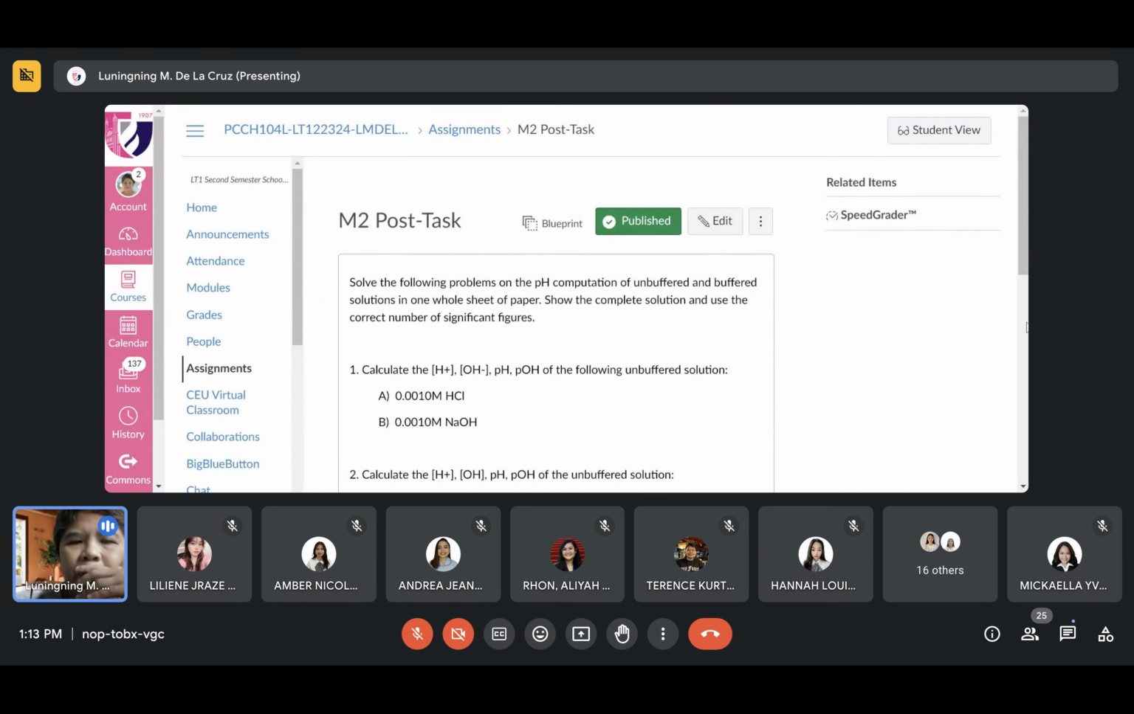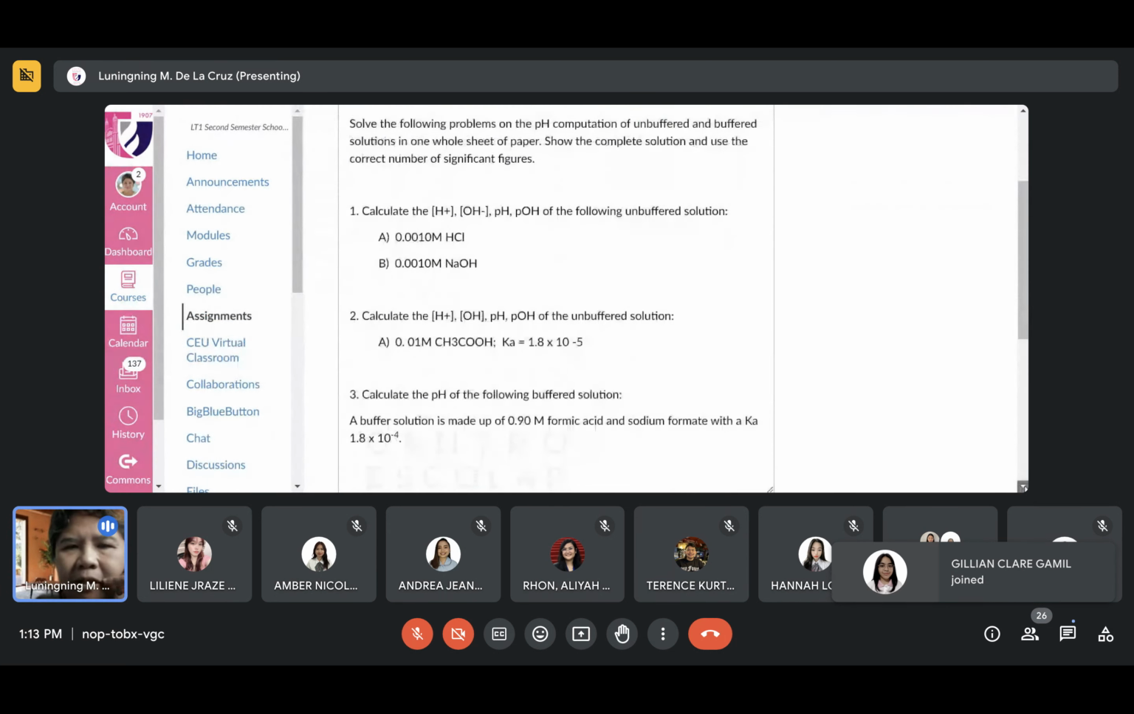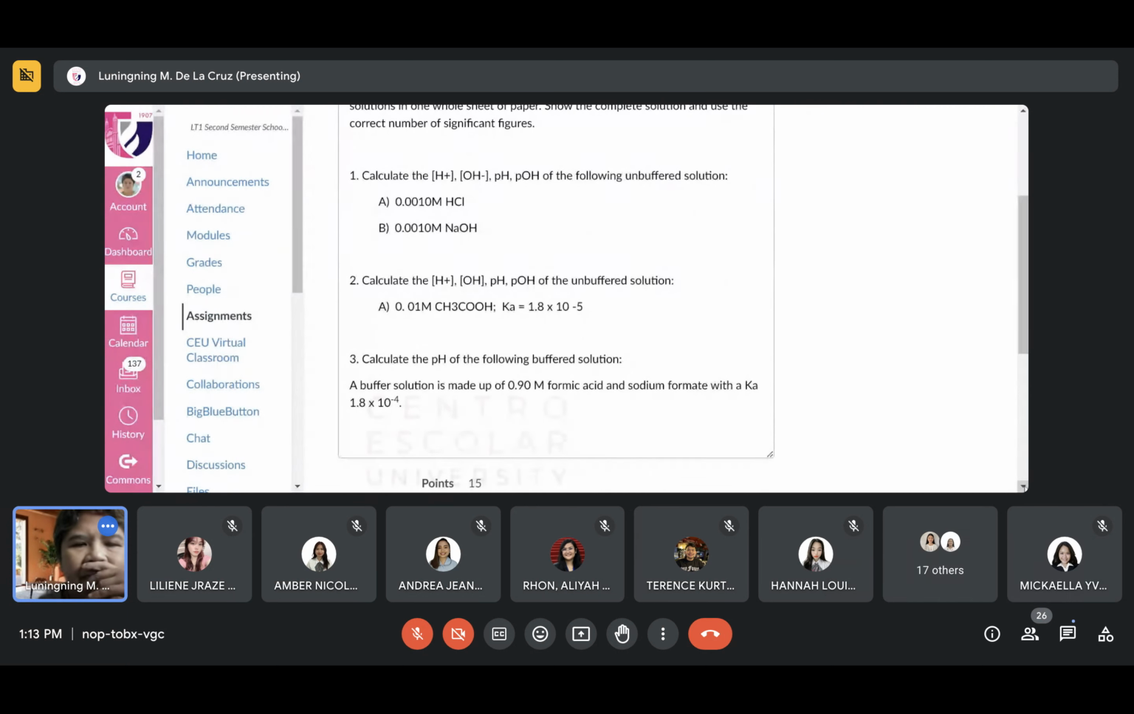Okay, please start computing for this problem. You have 30 minutes to solve all of these problems. This is an individual work. You have until 1:45 to solve for this one. This will merit 15 points. Okay, start answering now.